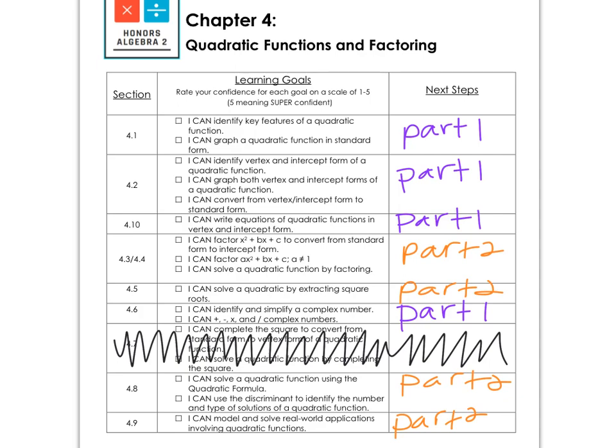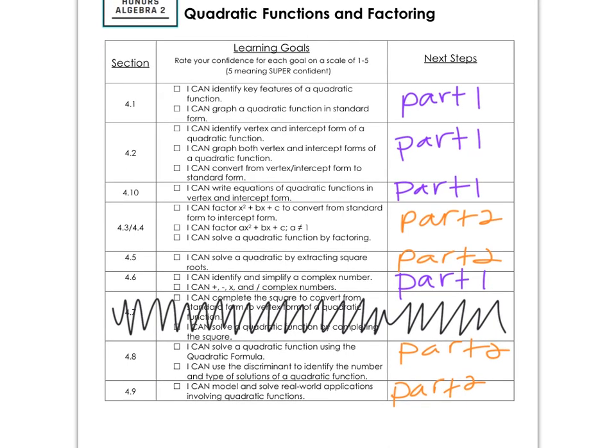This video is going to give us a quick overview of things to focus on and review for both parts 1 and 2 of the Chapter 4 test. You'll notice on the objectives slide, or our learning goals slide, I've broken down 4.1, 4.2, 4.10, and 4.6 into the part 1 test that we will take on Thursday.